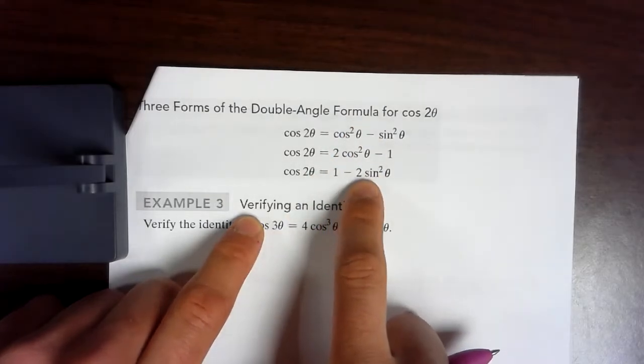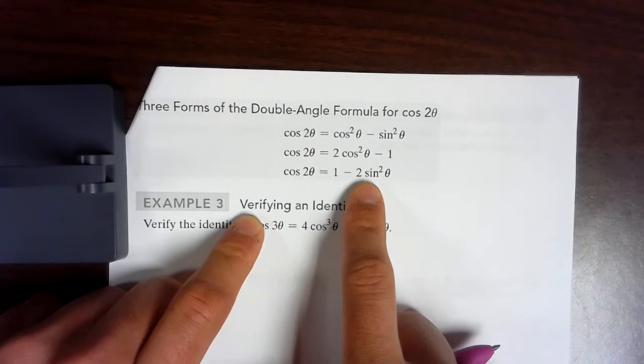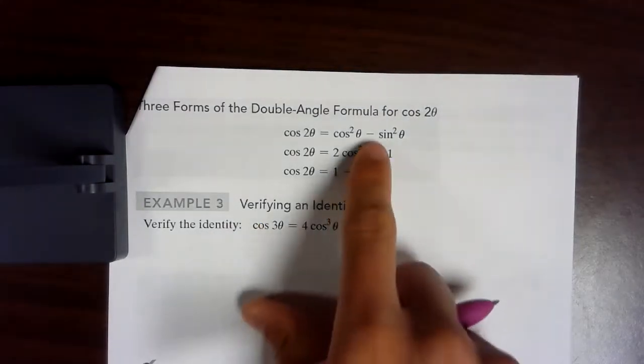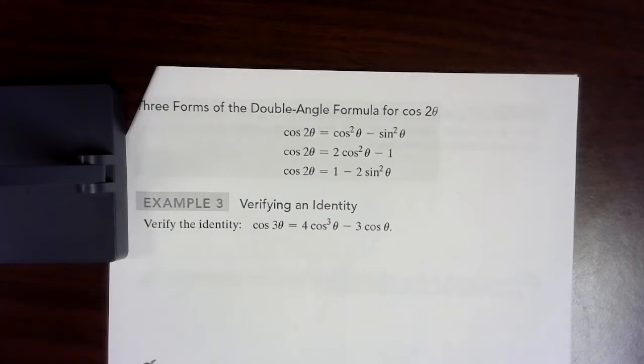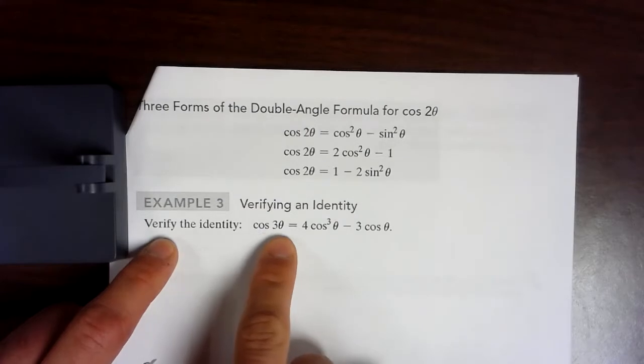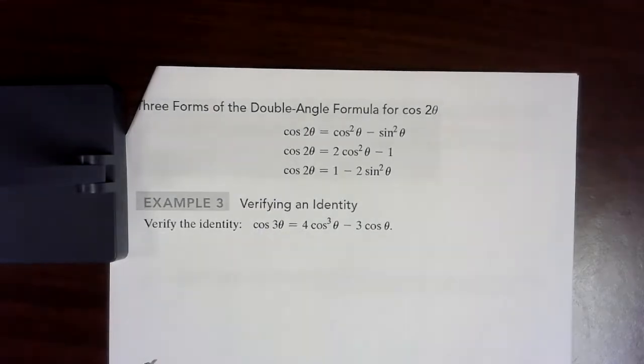And a lot of times, there's not a clear path. There's not an obvious choice. So we might need to do a little bit of trying, maybe not get anywhere, and then try a different form here. So let's go ahead and put this to use, and you can kind of see what I'm talking about. So we need to verify the identity of cosine 3 of theta equals 4 cosine cubed of theta minus 3 cosine of theta.